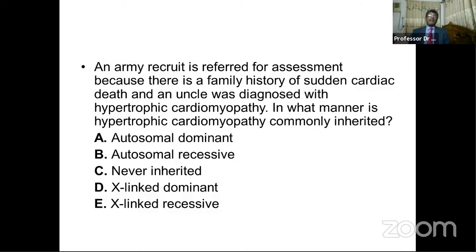Hypertrophic cardiomyopathy is a genetically transmitted disease. So how is it transmitted? Is it autosomal dominant, autosomal recessive, not inherited, X-linked dominant or X-linked recessive? So how is this disease transmitted vertically? As there is a family history of sudden cardiac death, and his uncle was diagnosed with hypertrophic cardiomyopathy, this is an autosomal dominant disease.